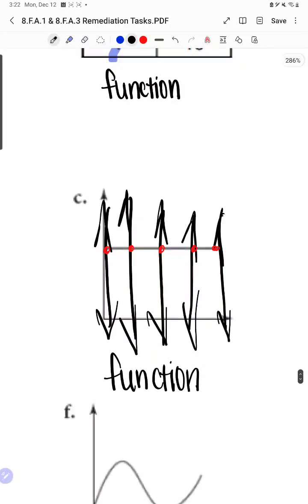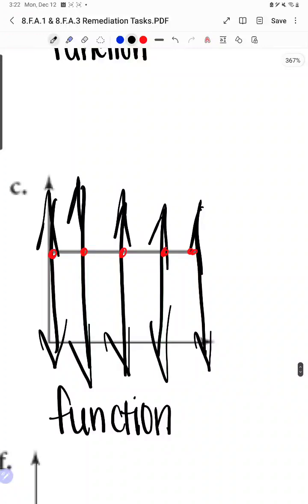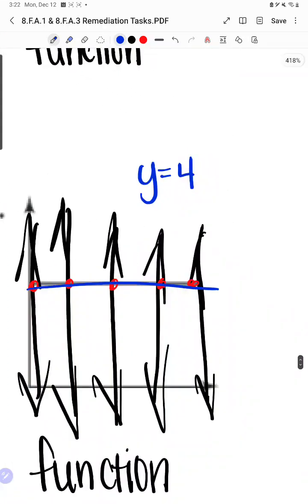If you remember from when we were talking about slope, a horizontal line like this actually means y equals some value. Let's say 4. So here we have a horizontal line, and this line is actually not undefined. So our slope is not undefined here. Our slope is just 0.